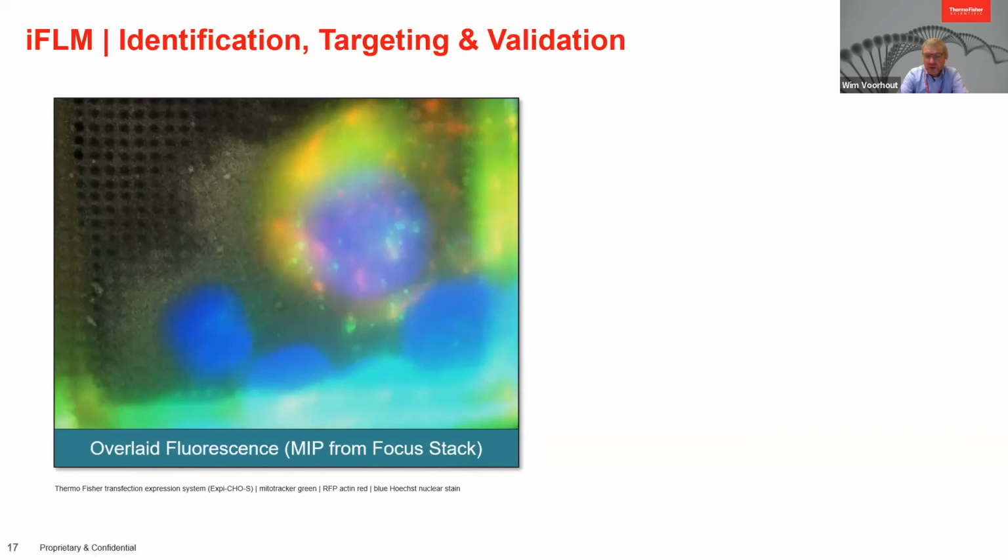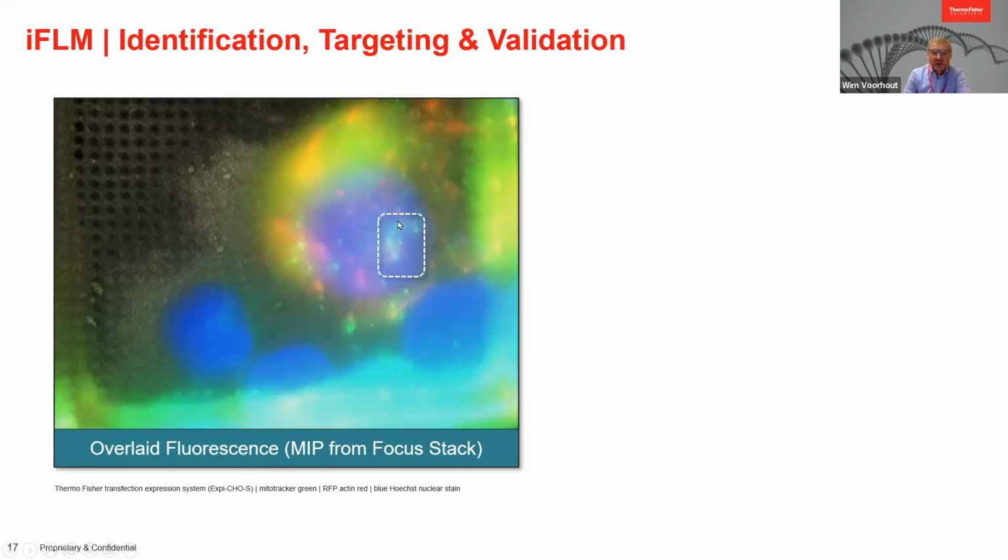Since this is all integrated into the correlation software, and we know exactly where on the stage position we took the image, we can easily overlay the two images: the SEM image with the fluorescent image. This is a projection stack of the fluorescent imaging with the SEM image. So then you can identify your area of interest.